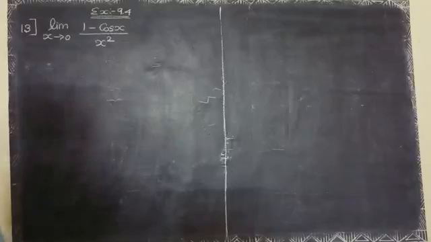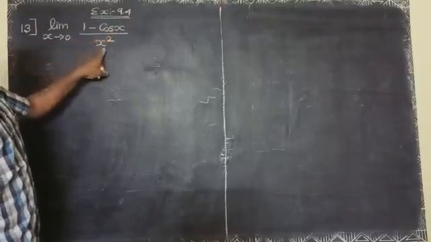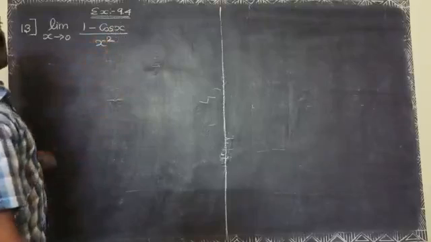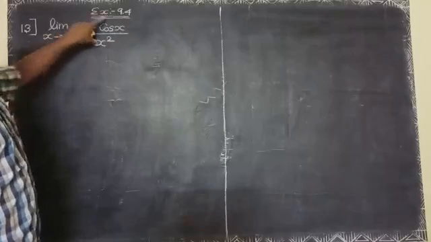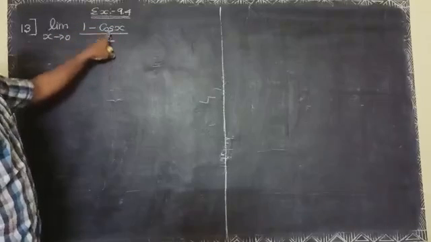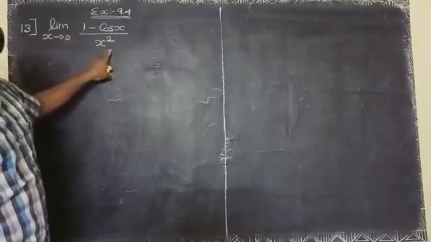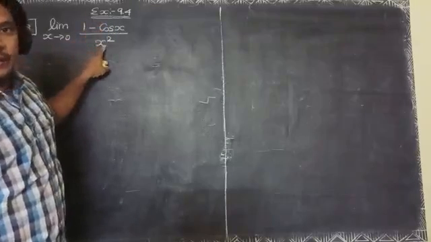Next question number 13. Evaluate limit x approaches 0 of 1 − cos x divided by x squared. Replace x equal to 0 in the given function: 1 − cos 0 divided by 0. cos 0 is 1, 1 − 1 is 0. Denominator also has 0. 0 by 0 is an indeterminate form.